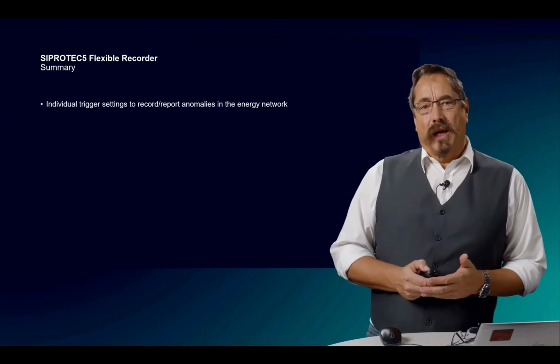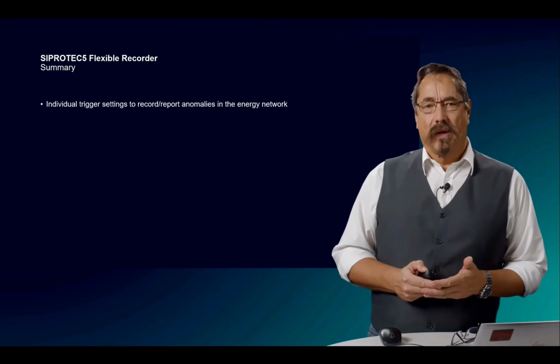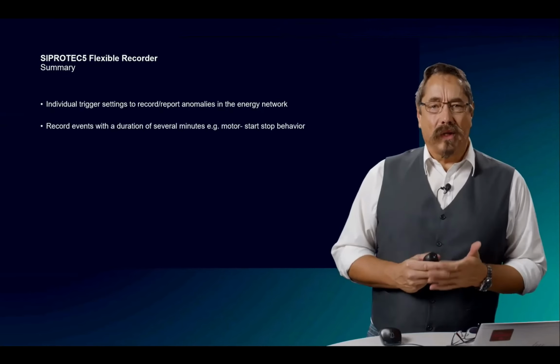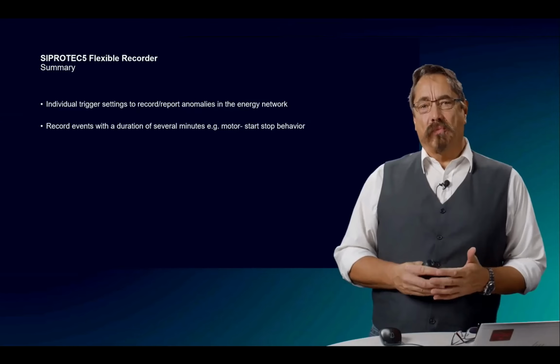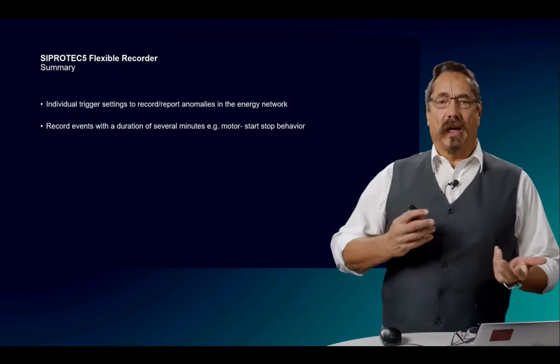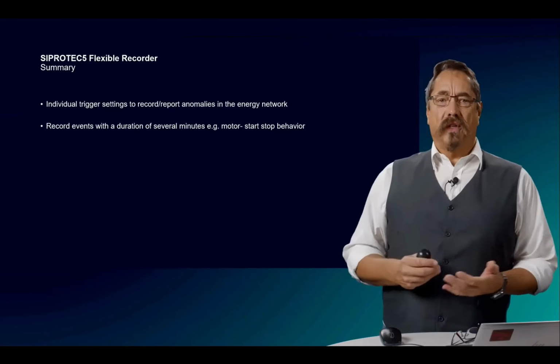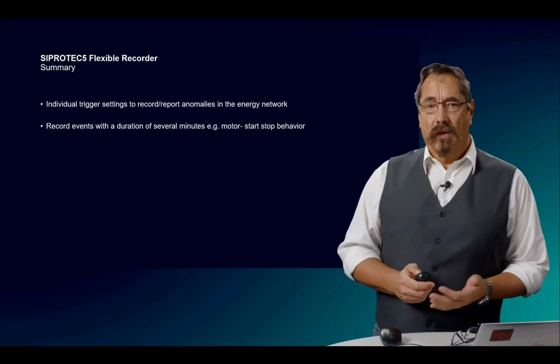The individual and the sensitive parameterization of the triggers of the slow scan recorder allows to report and monitor anomalies in the energy network. It is not necessarily a fault that needs to be recorded. Also, procedures like changes during startup of motors can be recorded and compared with previous recordings.